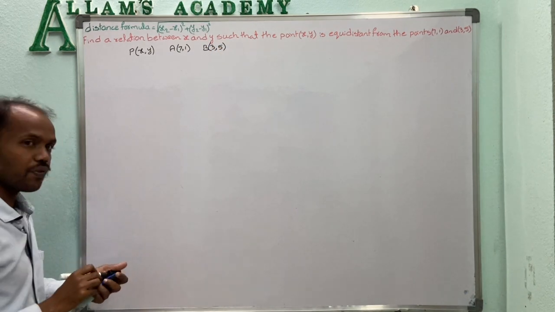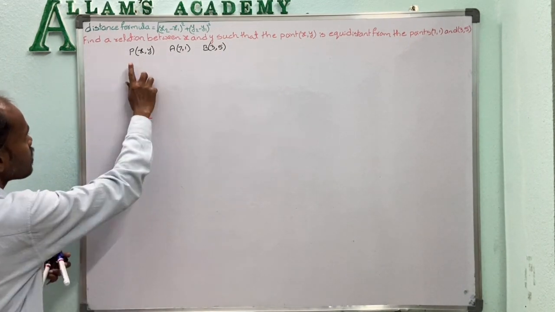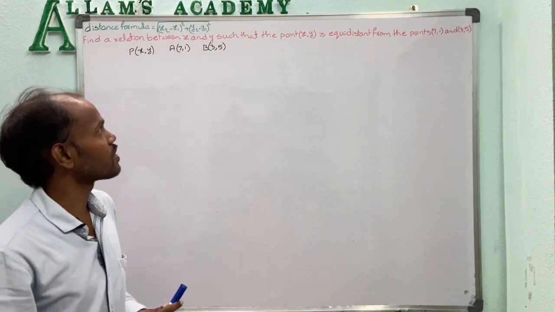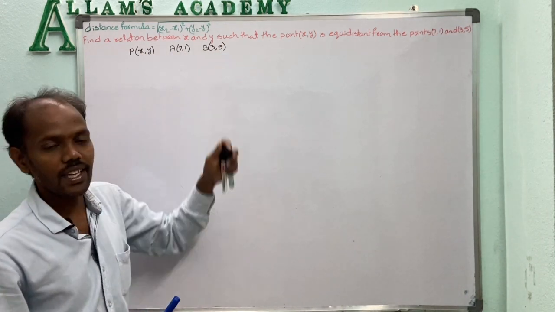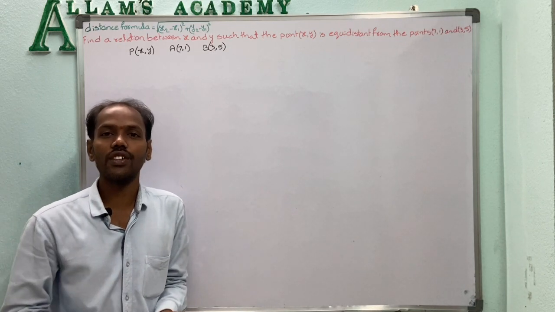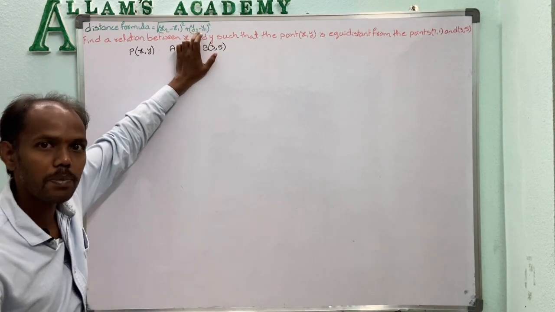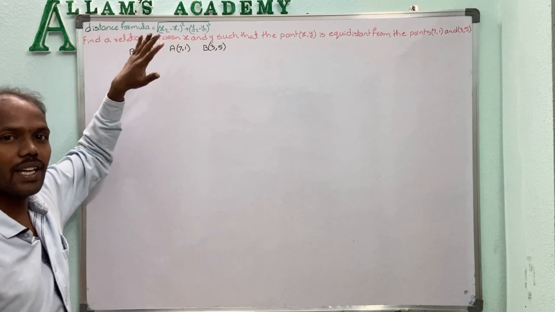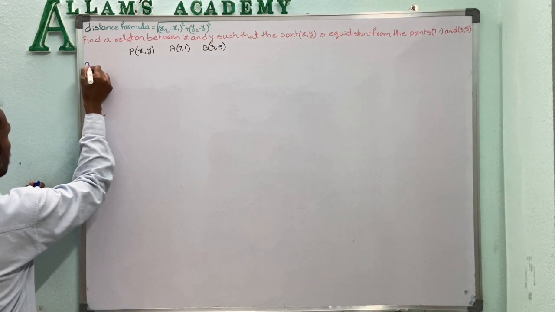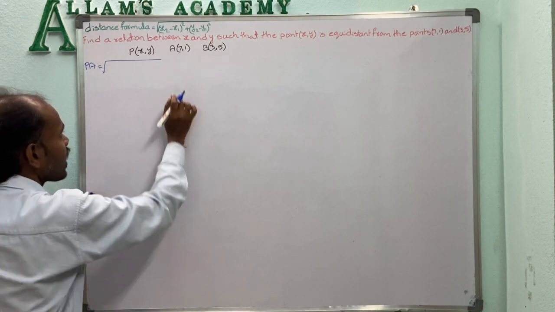Now here we have to find the distance between the points P and A, and the distance between the points P and B. Then when the answers are equalized, we get the relation between x and y. So for finding the distance, if x1, y1 and x2, y2 are the coordinates, then the distance between the points is under root x2 minus x1 whole square plus y2 minus y1 whole square. That principle is applied here. Now the distance between the points P and A, that is PA. Here the P point will be taken as x1, y1 and the A point as x2, y2.